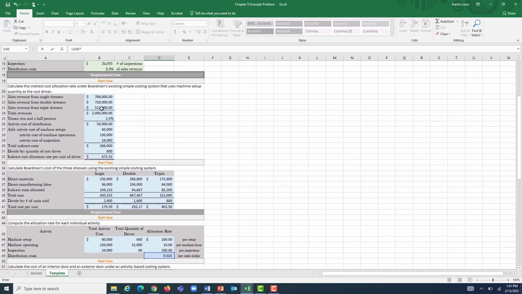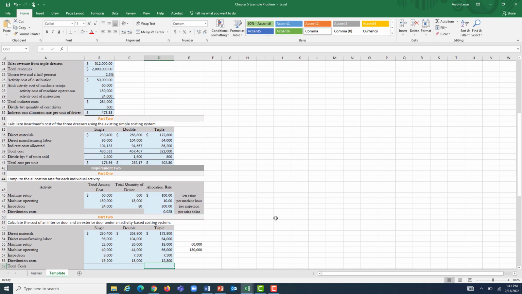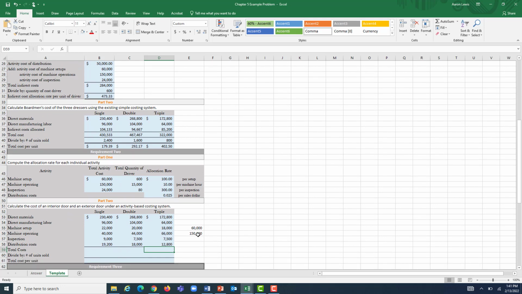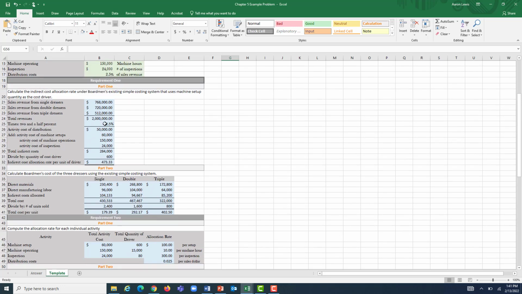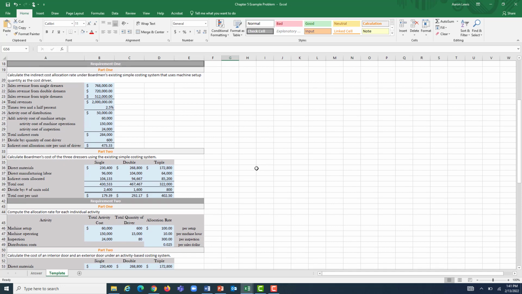For the triple dresser, and it's $512,000 of expected sales revenue, means we can expect the triple dresser to cause us to incur $12,800 of distribution costs. And let me just fill handle on down here to make sure this all lines up. That is a total of $24,000 of inspection costs. That's good. And a total of $50,000 worth of distribution costs, which is, in fact, 2.5% of our $2 million of expected total revenue. So we're good.